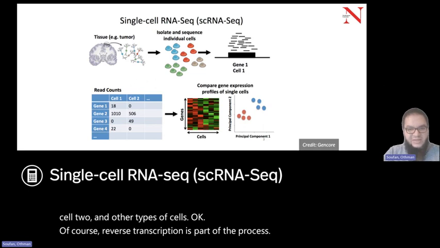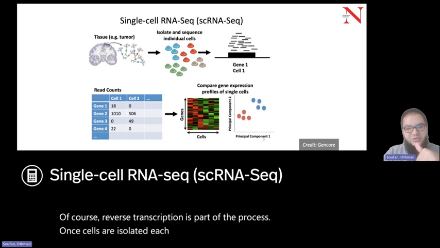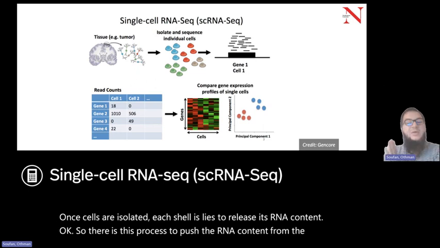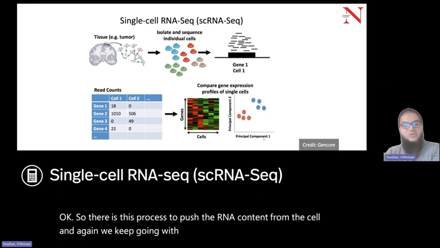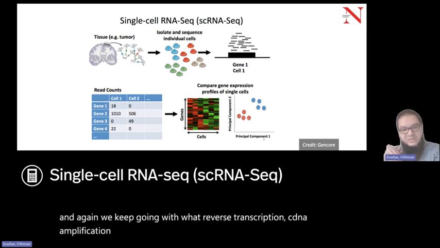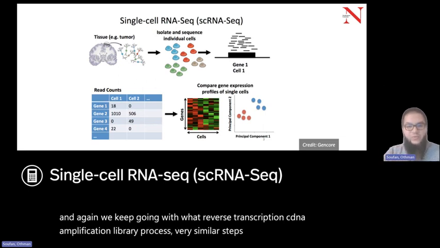Once cells are isolated, each cell is lysed to release its RNA content. Okay, so there is this process to push the RNA content from the cell. And again, we keep going with what? Reverse transcription, cDNA, amplification, library process, very similar steps to what we went through before.